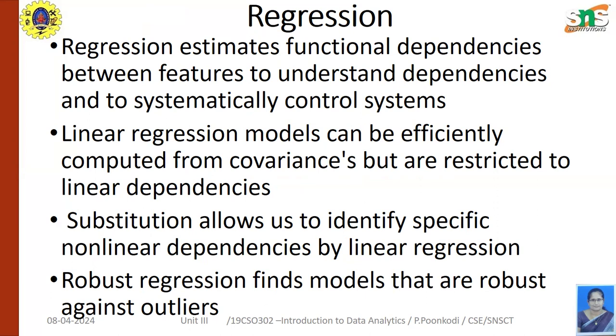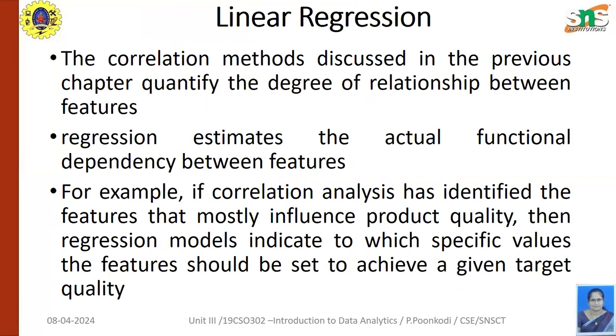The next one is the substitution. The substitution method allows us to identify specific non-linear dependencies by linear regression. It is used in linear regression to identify the non-linear dependencies. Then the next one is robust regression. This will be used to find the models that are robust against outliers. Outliers we have already discussed in the second unit itself.